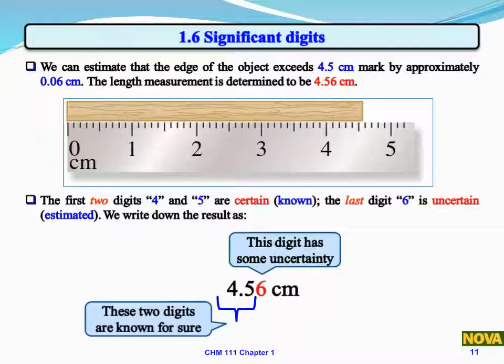We can estimate that the edge of the object exceeds the 4.5 cm mark by approximately 0.06 cm. The length measurement is determined to be 4.56 cm. The first two digits 4 and 5 are certain, or known. The last digit 6 is uncertain, or estimated. We write down the length as 4.56 cm.